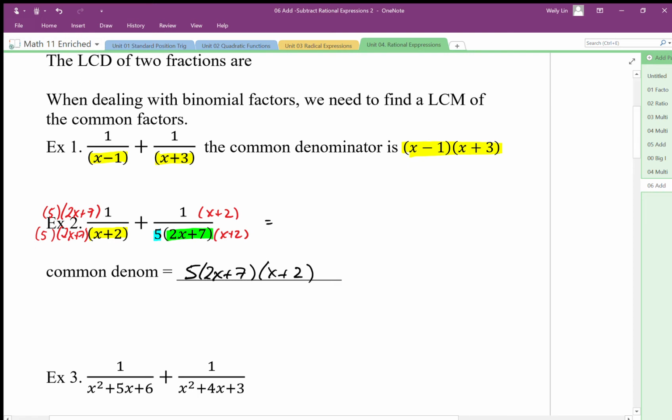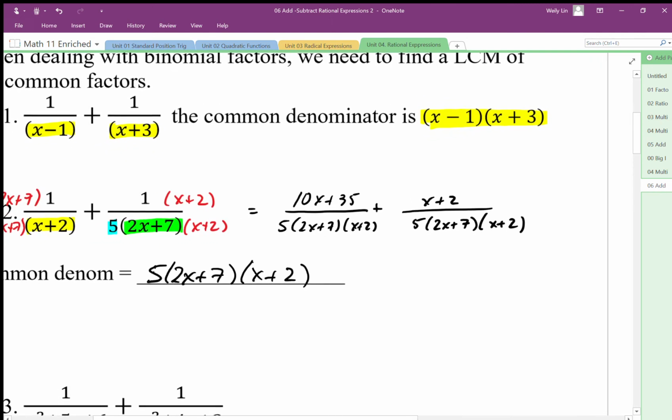So my new fraction looks like this, 5. Let's multiply out the brackets there, so we end up with 10x plus 35 plus 5 times 2x plus 7 times x plus 2, plus x plus 2, and the same denominator. So there's our common denominator.